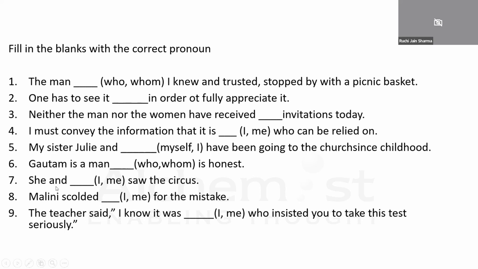Okay. Then the 7th one, she and I saw the service. Yes, because we need the subjective case here. Malini scolded me for the mistake. The teacher said, I know it was I who insisted to take this test. First of all, I said "it was", right? Once the to-be verb has come, after that it will stay in the subjective, the nominative case. And in any case, if you look at the second part of the sentence, it was I who insisted that you take this test. So again, I is the subject. I insisted that you take this test, right? Not me. "Me insisted you take this test" is wrong, right? So it was I.